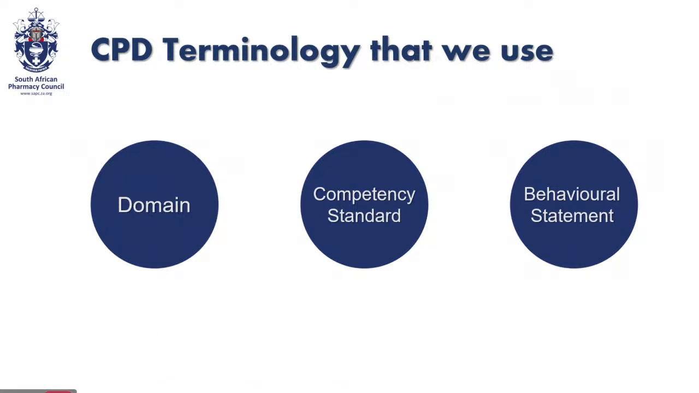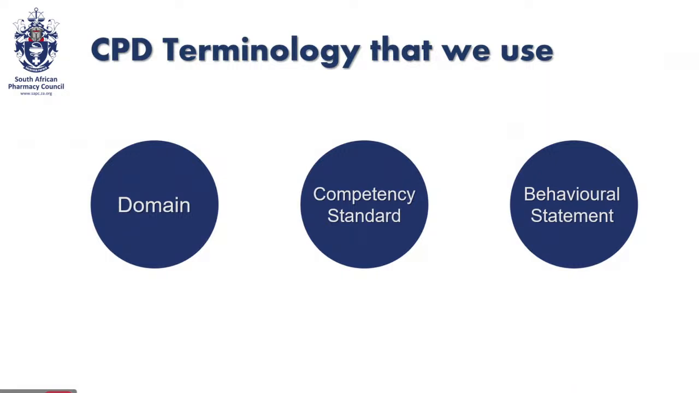So if you want to submit 2.6 and then 1.1 and then 5.3, you are welcome, as long as you submit one from each domain. The next one is the competency standard. When we look at the grid, under a domain we find different competency standards, and within each competency standard we find the behavioral statements. Your assessor will talk a lot about behavioral statements, and you should address all of them.